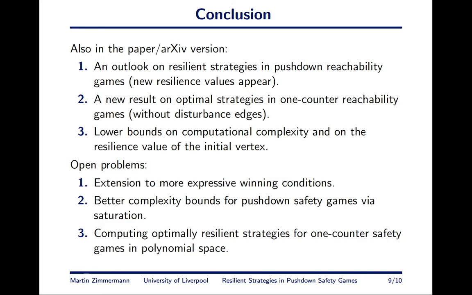So let me conclude by briefly mentioning open problems that we are working on. We are looking at an extension to more expressive winning conditions. We are currently trying to improve the complexity bounds for pushdown safety games via saturation algorithms, in particular trying to bring down the triply exponential running time, which we conjecture to be not optimal. And we try to compute the optimally resilient strategies for one-counter safety games in polynomial space. So this is the missing piece we had in the improved result for one-counter games.